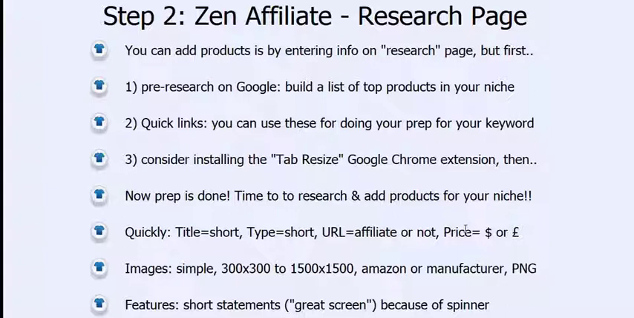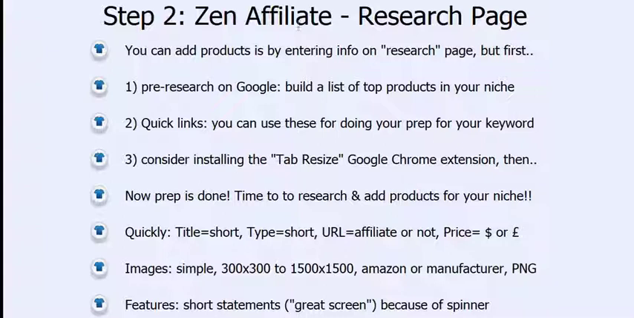I generally recommend you focus on the US market, which means US dollars, but you can also use pound sterling or Canadian dollars or Australian dollars, whatever you want to put in. The images I've talked about should be simple, between 300 and 1500, and really should come from Amazon or the manufacturer's website. PNG files, transparent files are the best.